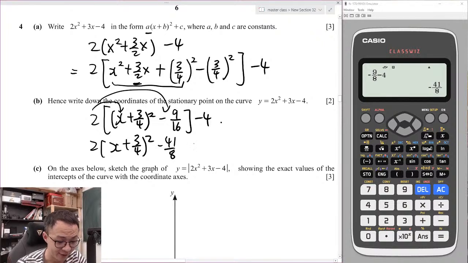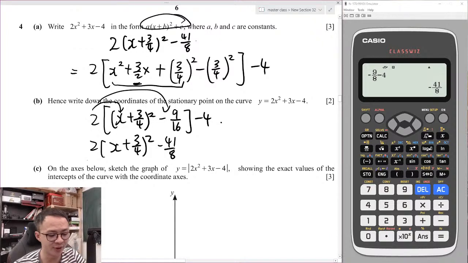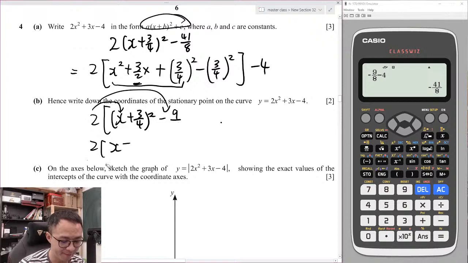Then I'm done. Right, because this is the pattern they want. You see exactly like this. So I'm going to write somewhere here my final answer. 2 times (x plus 3 over 4) square minus 41 over 8. Okay, so this is how we do the complete square. Make sure you remember how to do it.